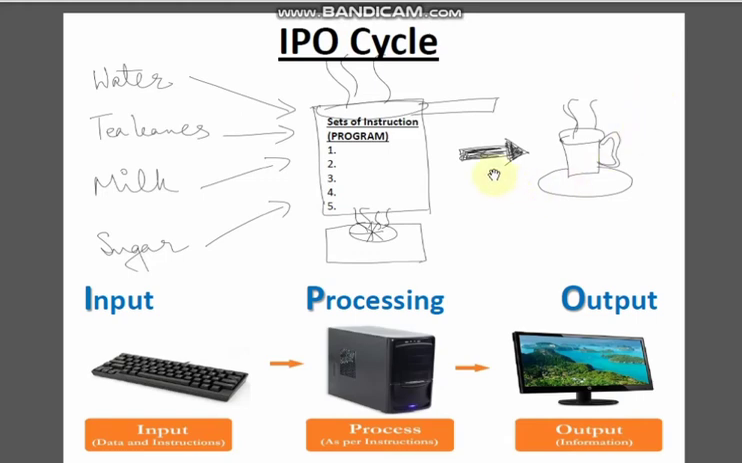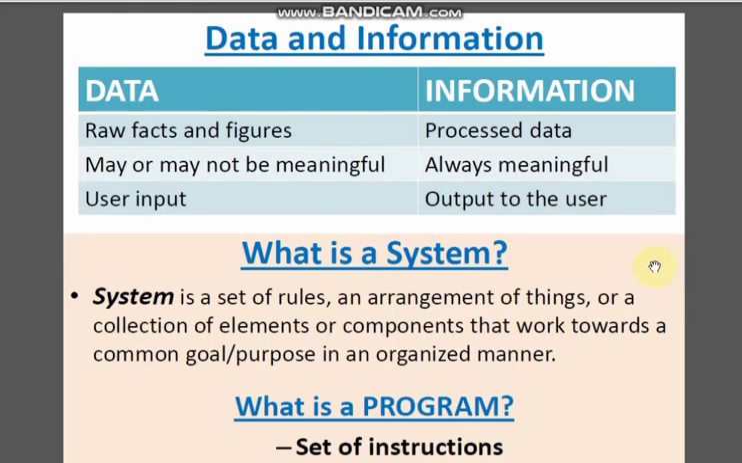So this is your IPO cycle. And why is it a cycle? Again, the output which you get can be fed as the input to another process. So it is this kind of a cycle which works, IPO. So here, as I have already said, is the difference between data and information.